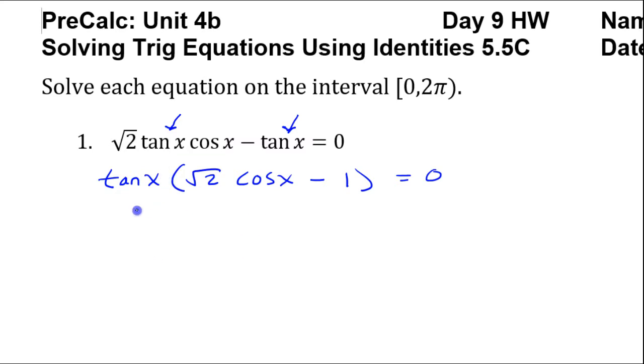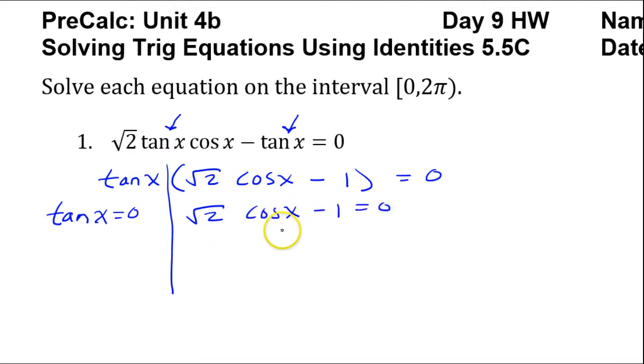So using the zero product property, I can basically split this problem right here, and I can get solutions by setting each of these factors equal to 0. So if I set tangent x equal to 0, I can get one or more solutions. And meanwhile, if I set radical 2 cosine x minus 1 equal to 0, I can get a solution or two from this.